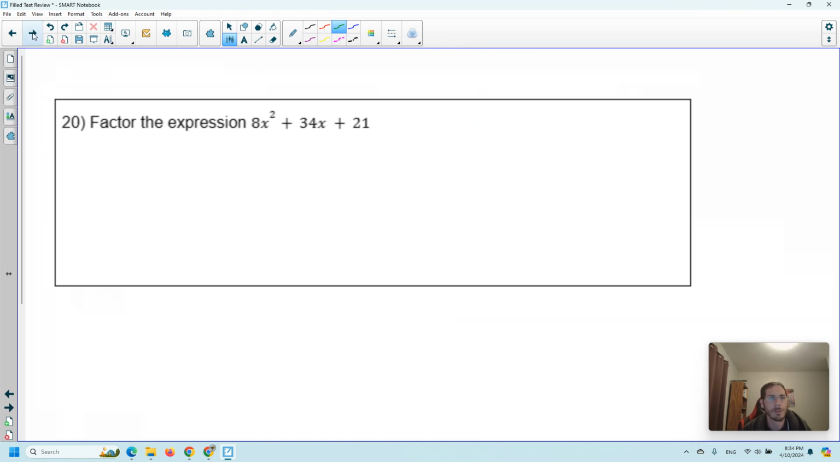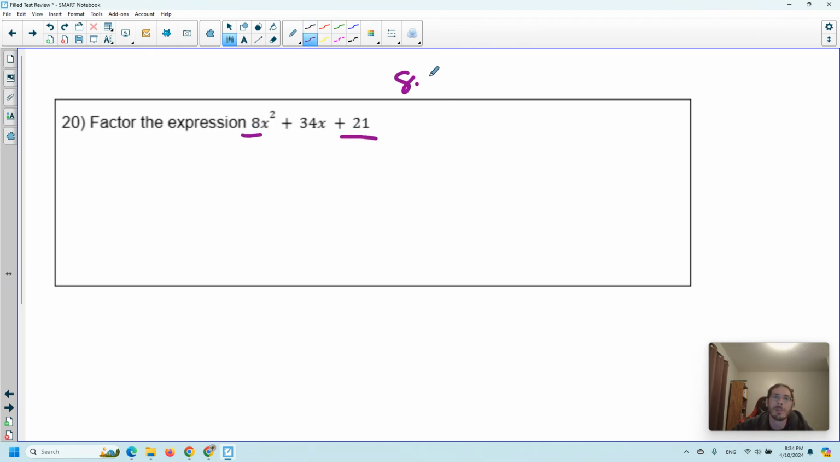All right. Final one. The last one we got is number 20. And wow, that one looks like a tough one too. So we got 8x squared plus 34x plus 21. No square roots. Can't do anything there. Square root of 8 doesn't work. I'd love to divide everything by a number, but I don't see anything I can divide by because this is all evens and this is going to be 3 times 7. So I think we're just stuck. I think we're stuck going the long way again.